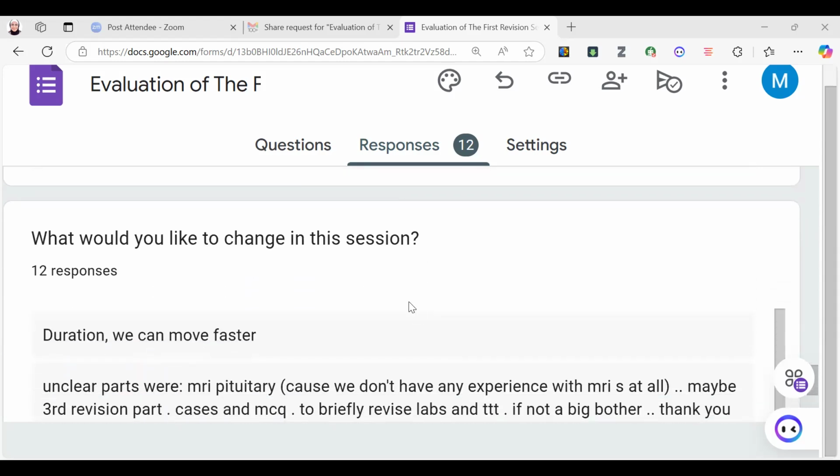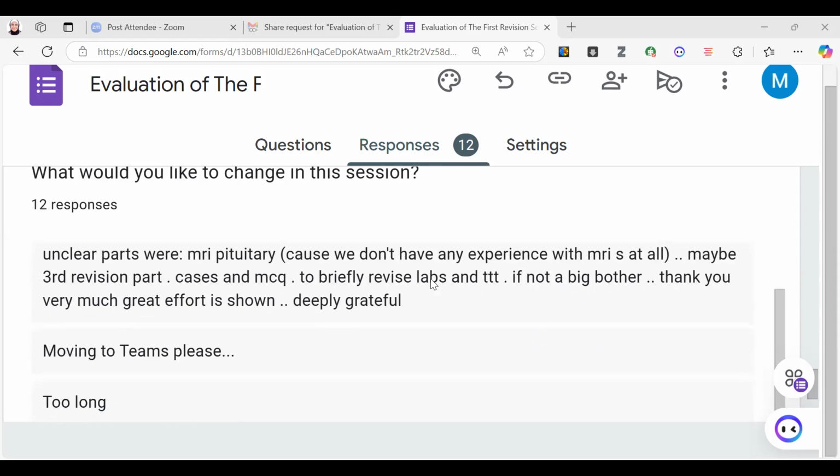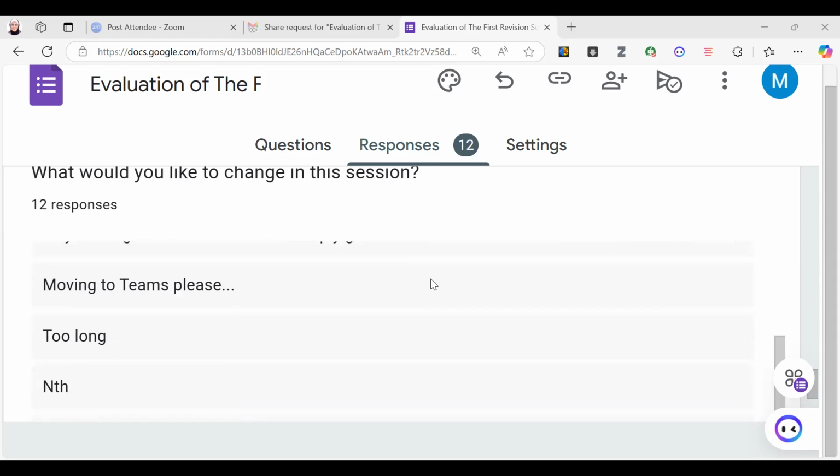What would you like to change in this session? Duration, we can move faster. You should have told me. Unclear parts, MRI pituitary, because we don't have any experience with MRIs at all. This is why I showed you the imaging. Maybe the third revision part, cases and MCQs to briefly revise labs and treatment, if not a big bother. Thank you very much, great effort is shown. Deeply grateful. Moving to Teams, please. Yes, I agree to that.